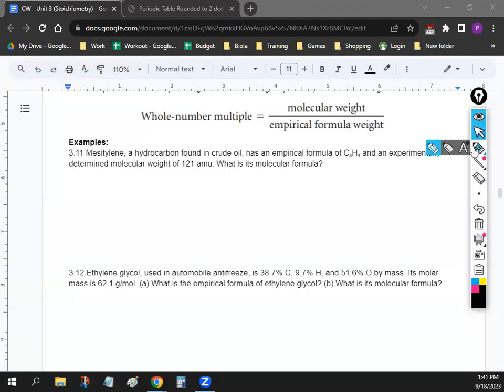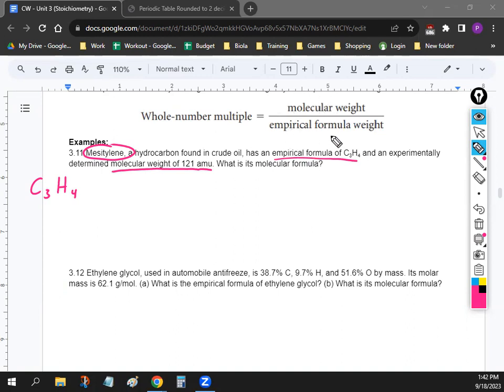All right, so let's take a look at 311. It gives us the empirical formula. It tells us this chemical, mescaline, has an empirical formula of C3H4. So I'm going to write down C3H4, and this is the empirical formula. And then it tells you that it has a molecular weight. So the real molecule, mescaline, has a molecular weight of 121 AMU.